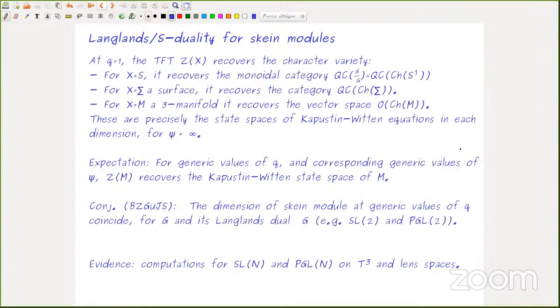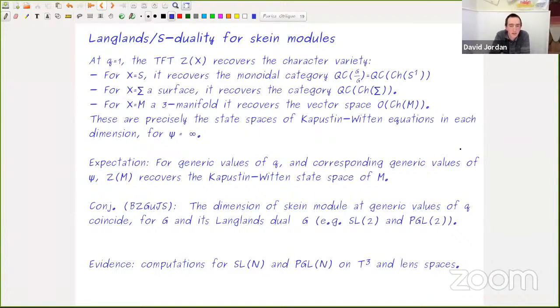Do you have any thoughts on how to compute matrix elements? For example, for lens spaces, Poincare sphere, and other Brieskorn spheres, we had some predictions. Of the dimensions? No, matrix elements of S and T matrices acting on Z of M.